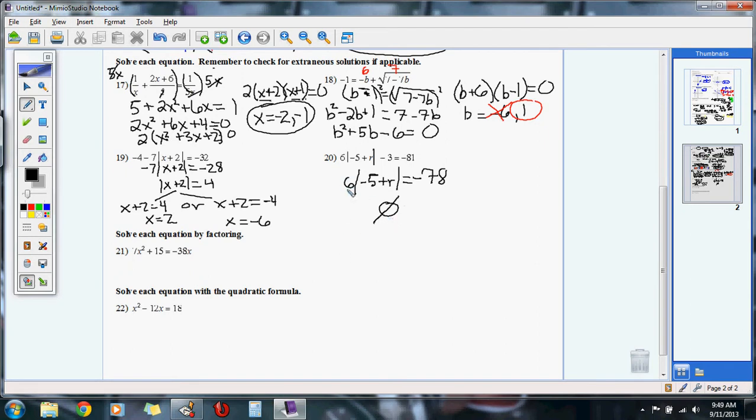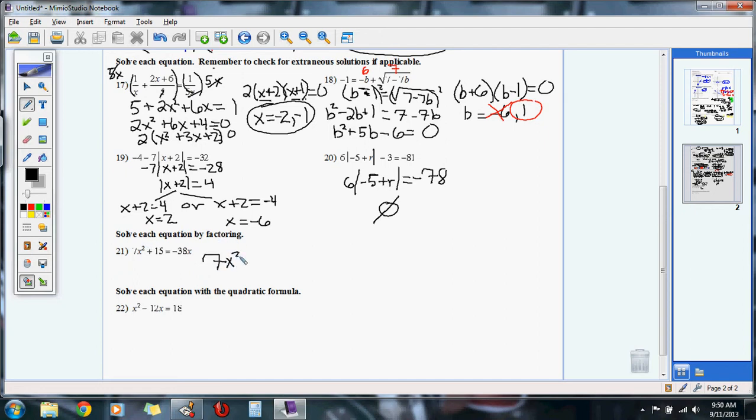Because you're taking a +6 and you're multiplying by an absolute value, which will always be positive, and you're getting a negative answer. You're not going to be able to get that to happen in the real number system. So I know right away that that is no solution. Looking here, solve by factoring. A little more practice with this.